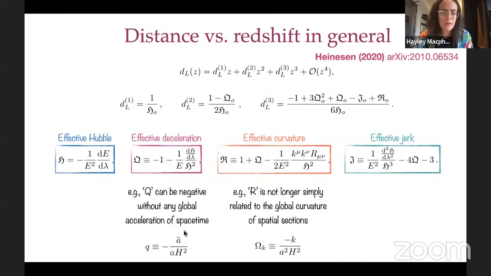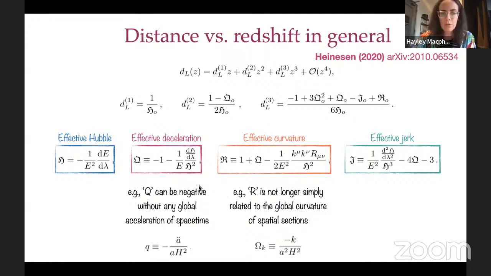And so for example, the deceleration parameter in the FLRW metric looks like this down here. As I mentioned, it's related to the second derivative of the scale factor, which is the acceleration of the length scales in the space-time metric. And so from this, you can see that within the FLRW model, there's this very clear relation that if you measure a negative q, that implies a positive a double dot and therefore acceleration of length scales. However, in the generalized formalism, this curly q parameter can actually, in theory, be negative without any actual acceleration of length scales of the space-time metric.